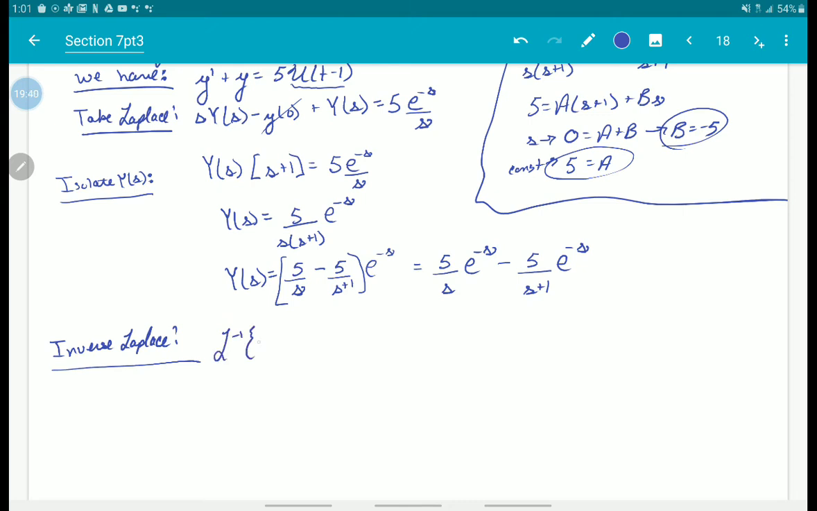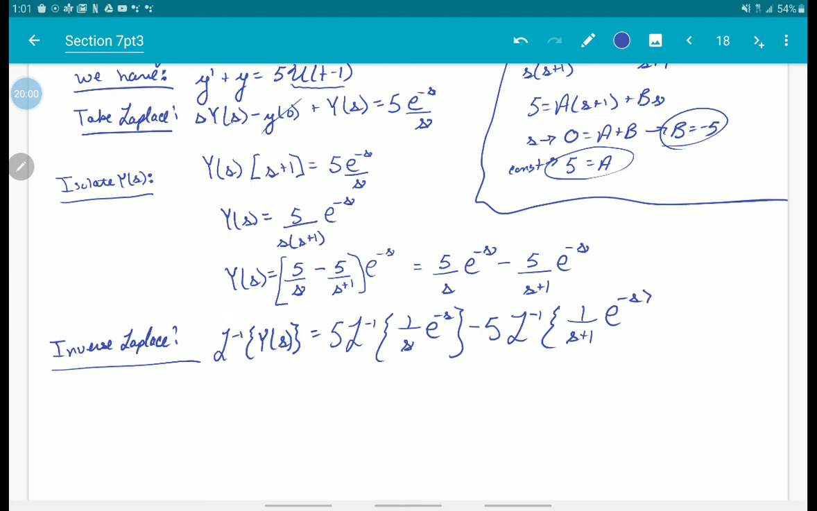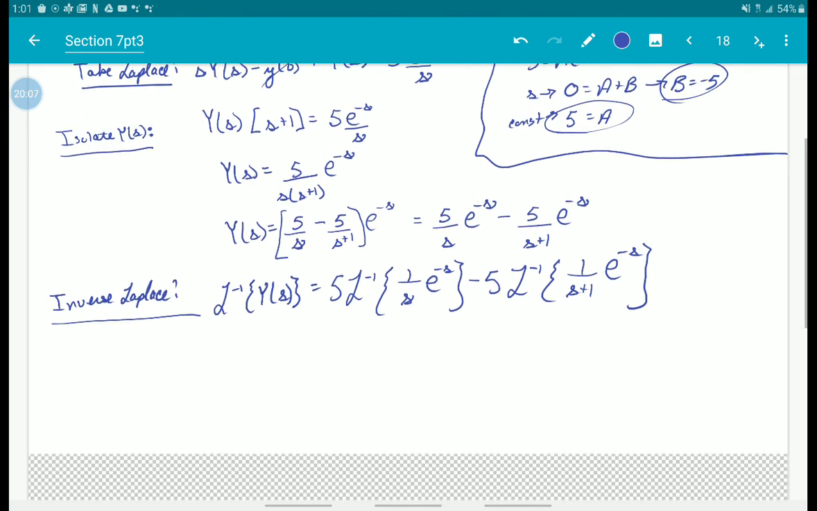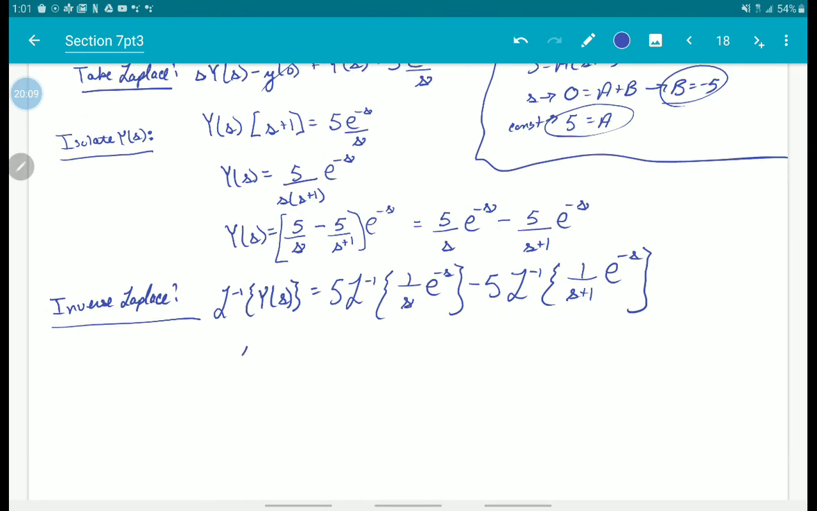Now I am going to write this step out. I'm going to pull the 5 out of that first one and write it as 1 over s times e to the negative s. And I'm going to pull a negative 5 out of the second one. Write it as a 1 over s plus 1 e to the negative s. This guy is just y(t).